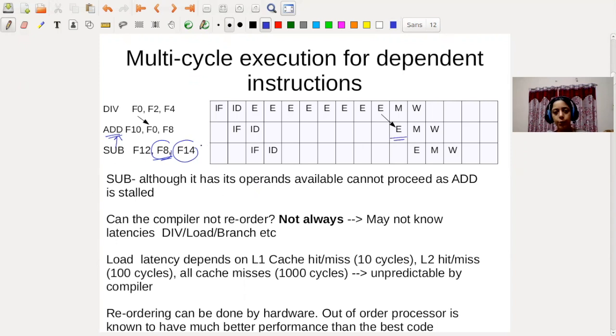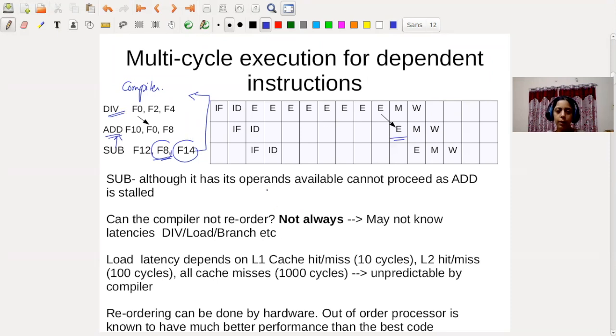So now what is the solution for this? Of course, we could have reordered this instruction. In fact, the compiler could have reordered the instruction. So why did the compiler not reorder the instruction? It may not always be able to do the reordering because it may not know the latencies during the runtime. So for example, the division has this amount of latency and the compiler may not be aware of it.